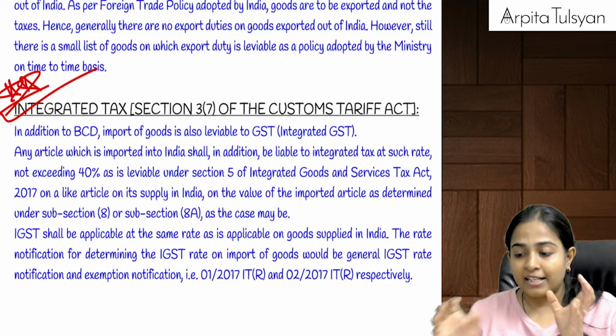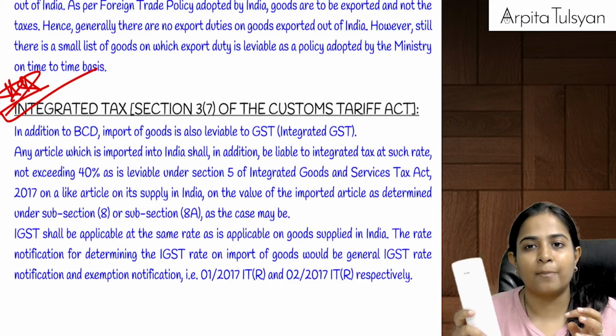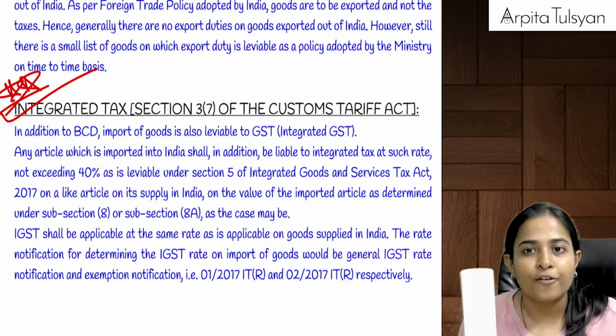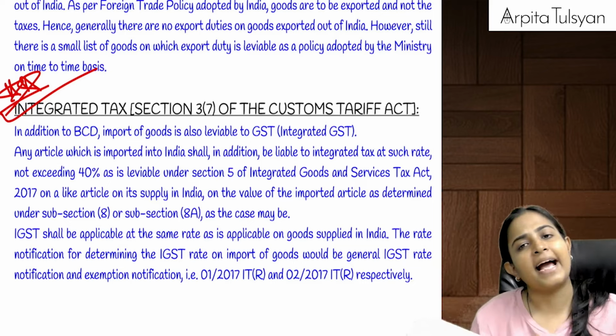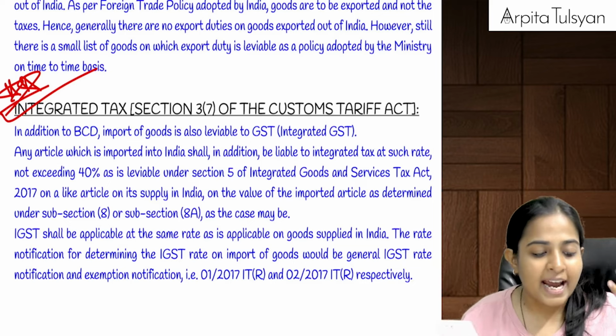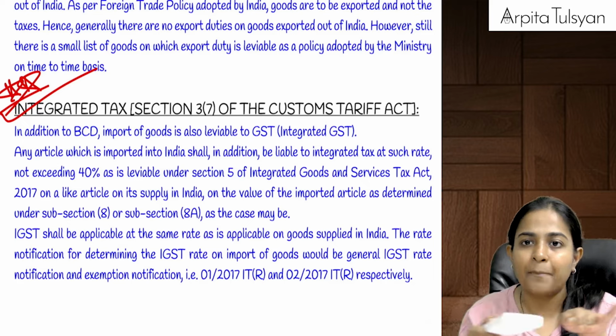If I am importing a particular product, and the rate of GST on this product in India is 18%, then IGST will also be levied at the rate of 18%. It means they have maintained that parity.